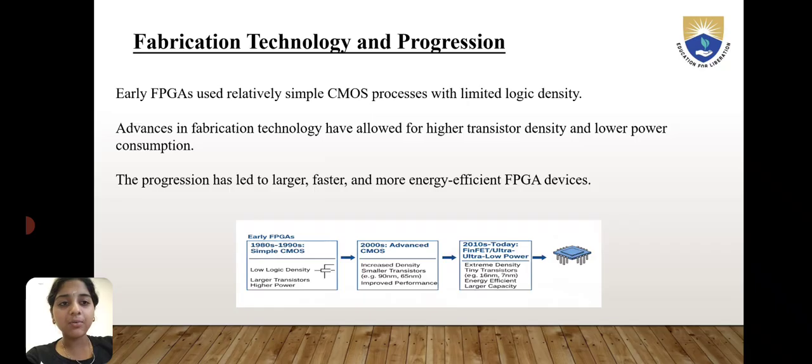Fabrication technology and progression we can see in this. Early FPGAs used relatively simple CMOS processes with limited logic density. Advances in fabrication technology have allowed for higher transistor density and lower power consumption. The progression has led to larger, faster, and more energy efficient FPGA devices.